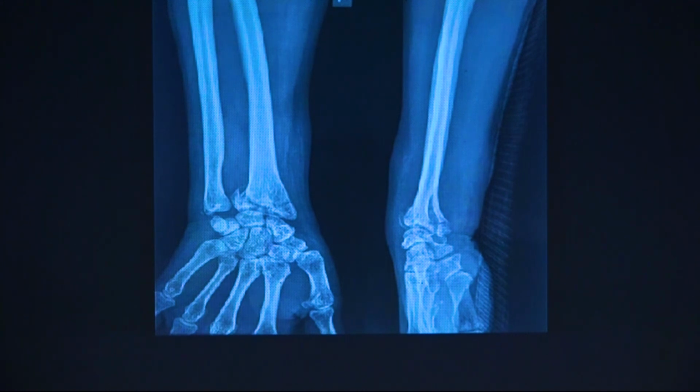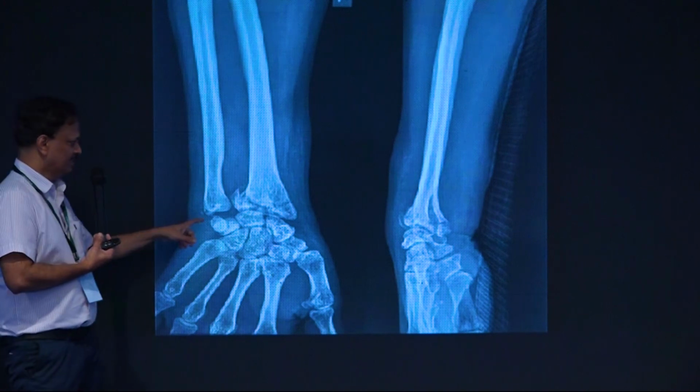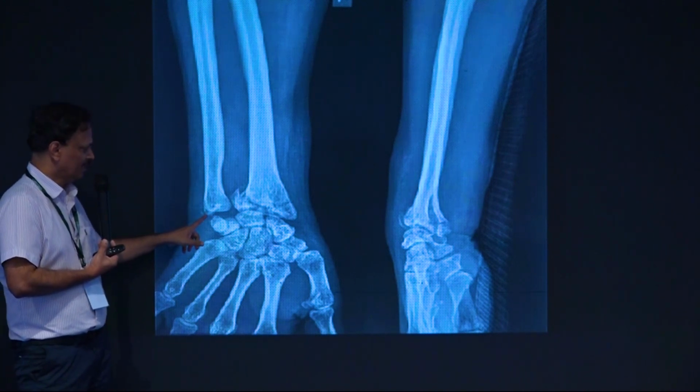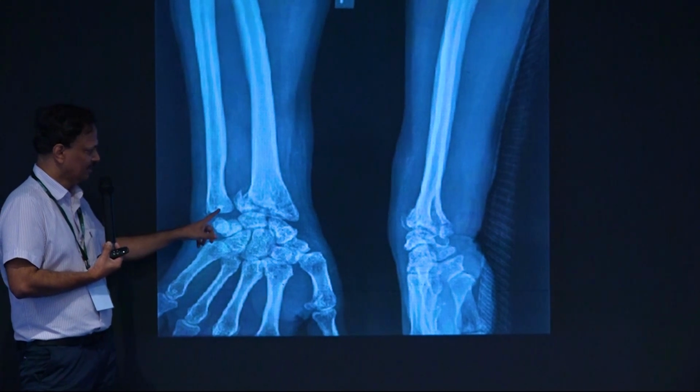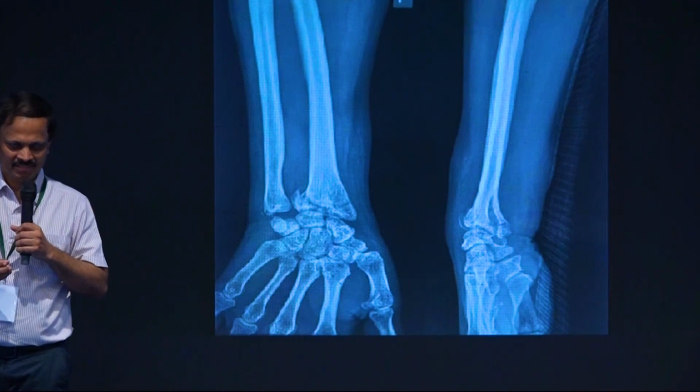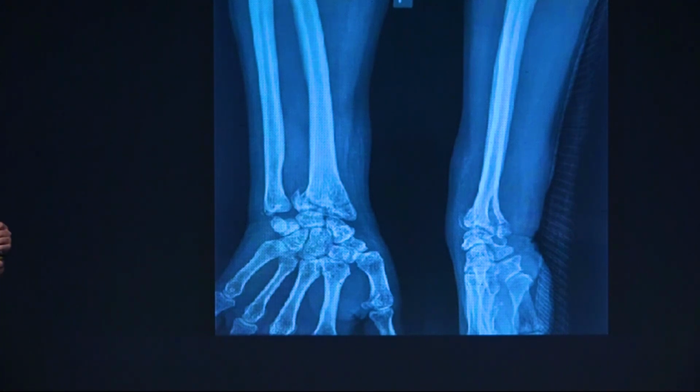But this is an open fracture. It's not a closed fracture. This ulna we can see outside. There is a wound over there, and here is a wound. And still it was not very much contaminated. It can be grade 1 or grade 2 like that.